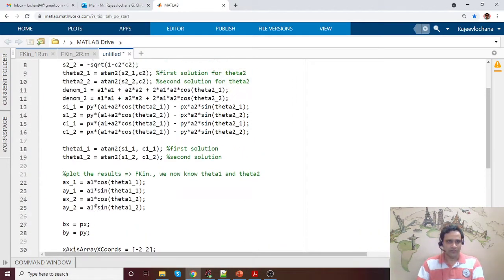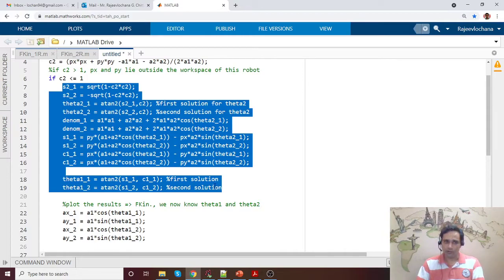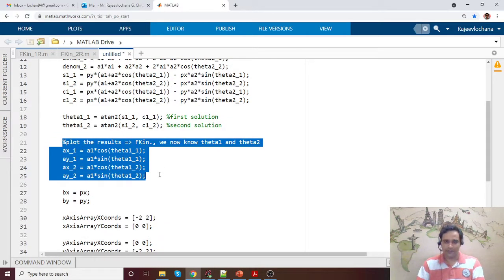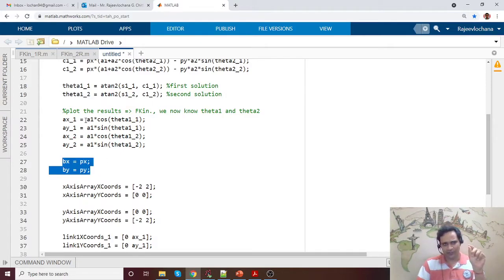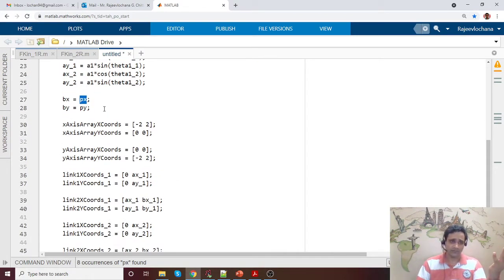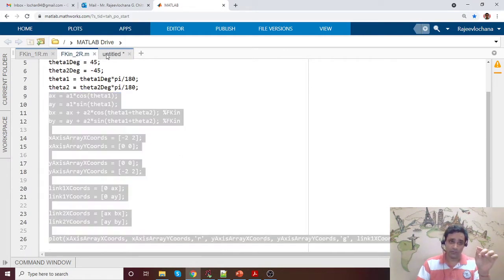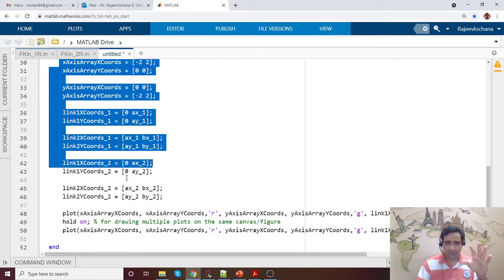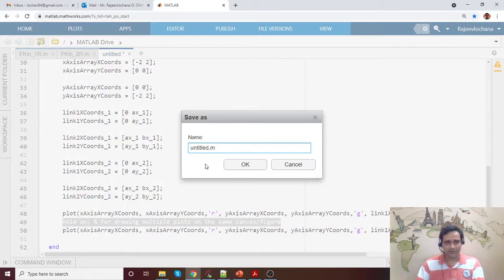Okay, so that's it. We have got the inverse kinematics, and if you want to draw, we'll have to get the intermediate coordinates. Ax, ay are the tip of the first link, bx, by are the tip of the second link. You can do the forward kinematics again to check whether you are getting the same value. You can try it out, but I'm sure it will come the same. Then we have the code from the forward kinematics of 2R, fkin underscore 2r. I have derived from it, and finally we have used a hold on command to plot two solutions simultaneously, one over the other. So let me save this.